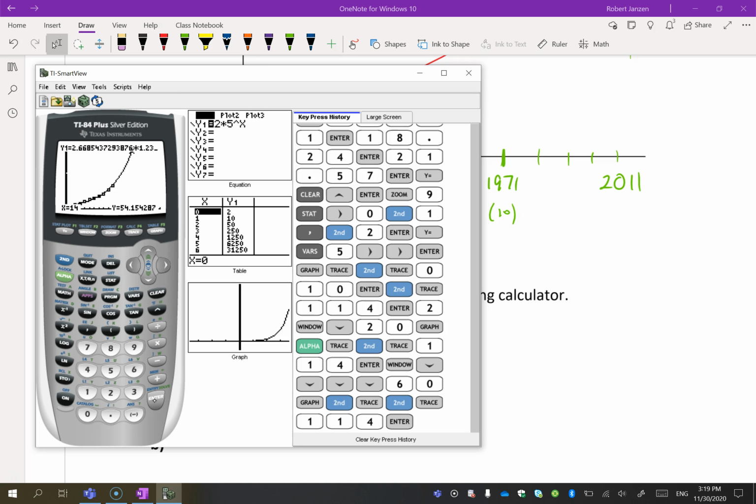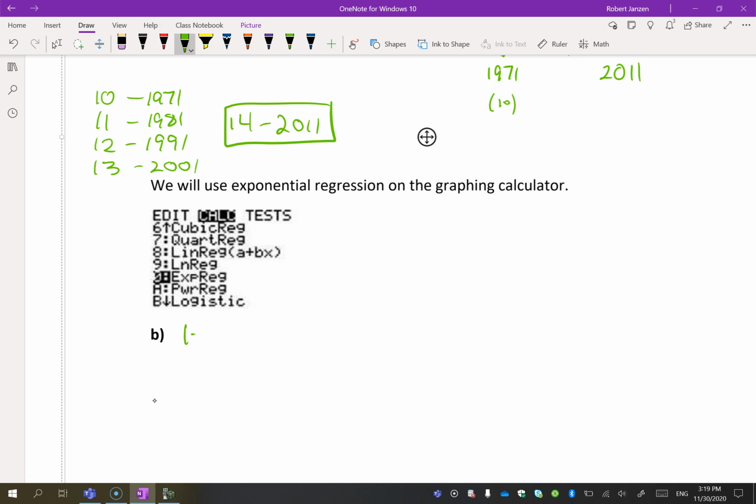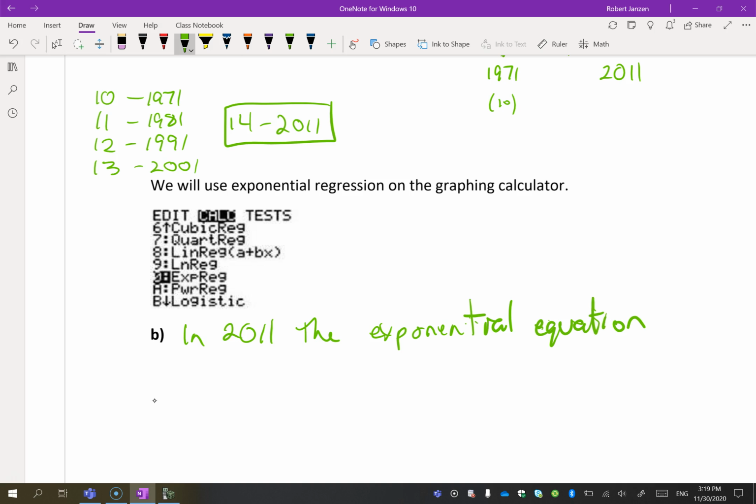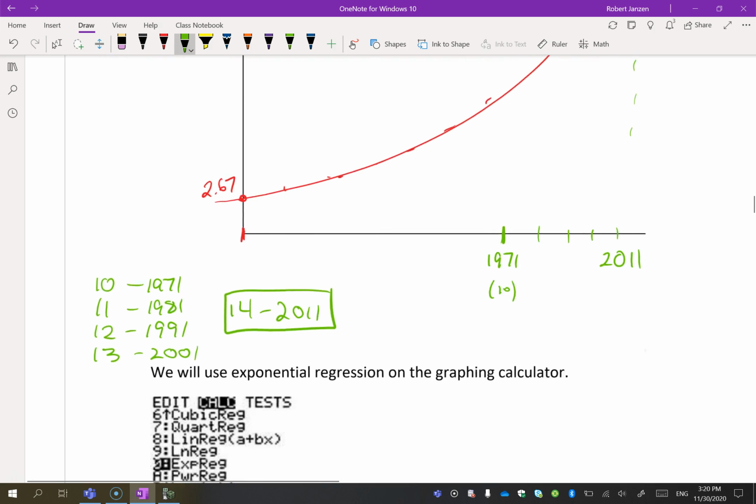It's 54.15. Okay, so in 2011, the exponential equation says y equals, what was it? 54.15. 54.15 million people. Okay, so that's how we do a question like that.